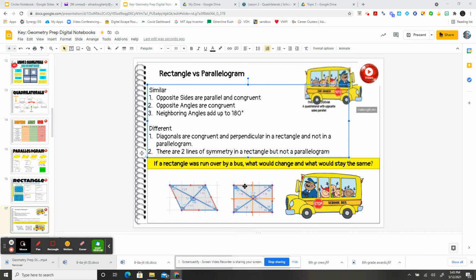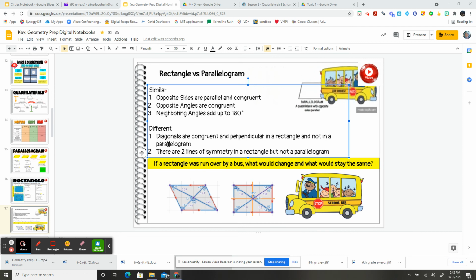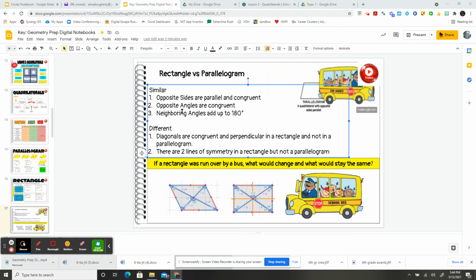And if I take any two angles, they're going to add up to 180 degrees. So those are all kind of things that are the same. Opposite sides are parallel and congruent. Opposite angles are congruent. Neighboring angles add up to 180 degrees. Now, those are my three things, but you could have thought about different things. So don't let my things limit you and your choices.